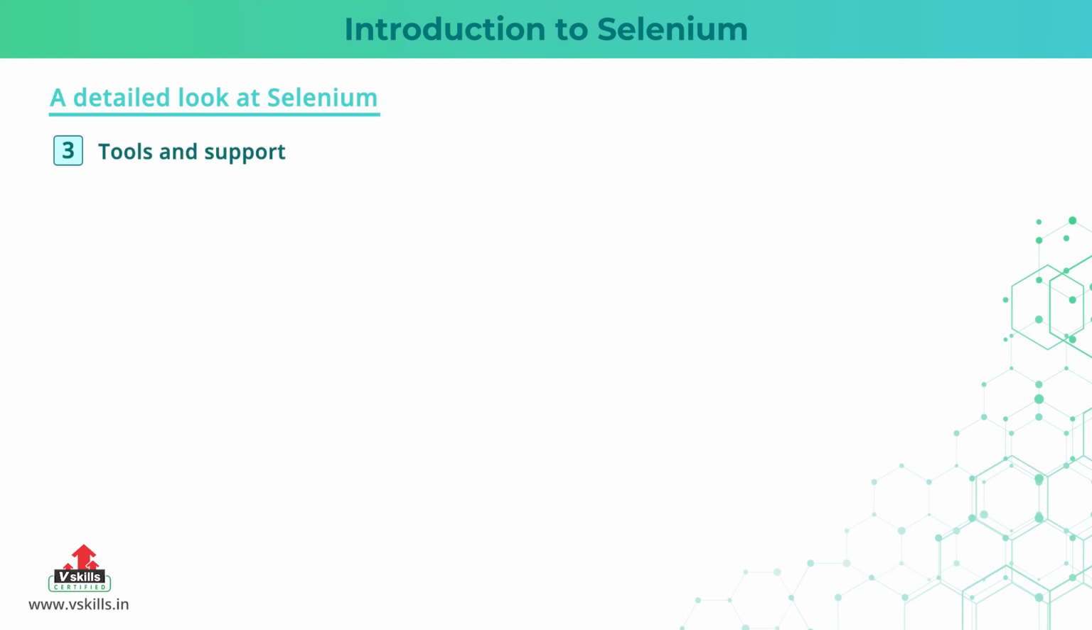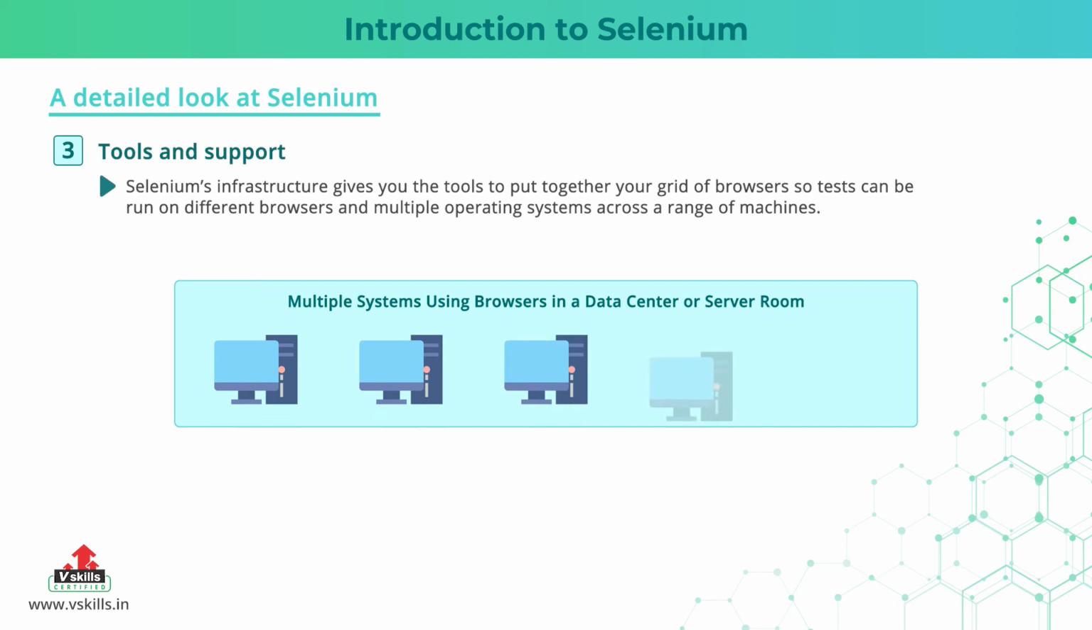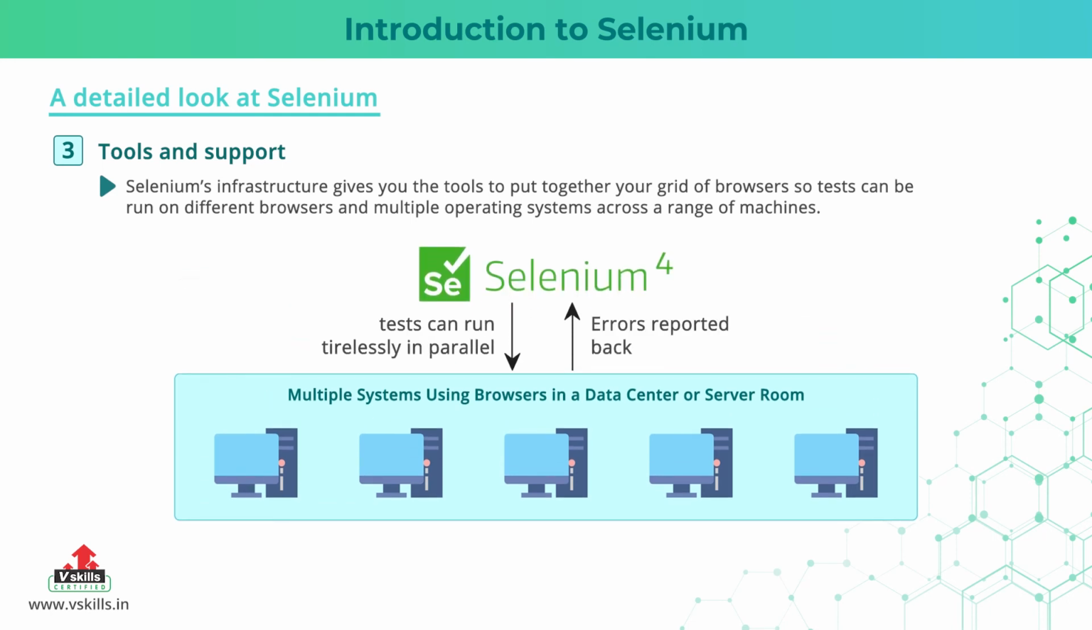Tools and support. Selenium's minimalist design approach gives it the versatility to be included as a component in bigger applications. The surrounding infrastructure, provided under the Selenium umbrella, gives you the tools to put together your grid of browsers, so tests can be run on different browsers and multiple operating systems across a range of machines. Imagine large number of computers in a server room, or data center, all using browsers at the same time, hitting links, forms, and tables, testing applications all day. Through the simple programming interface provided for the most common languages, these tests will run tirelessly in parallel, reporting back to you when errors occur.